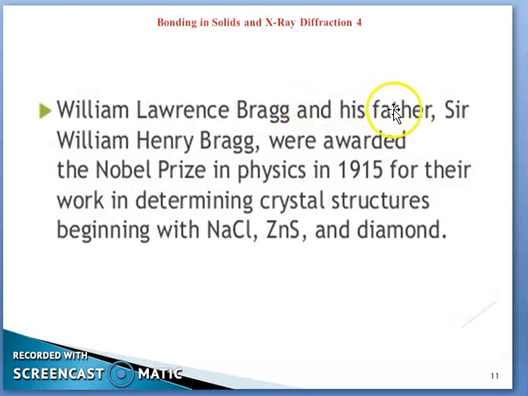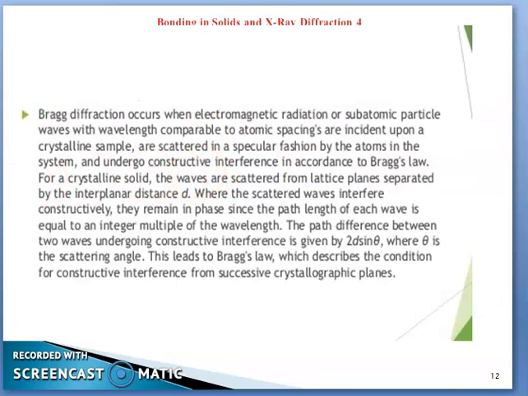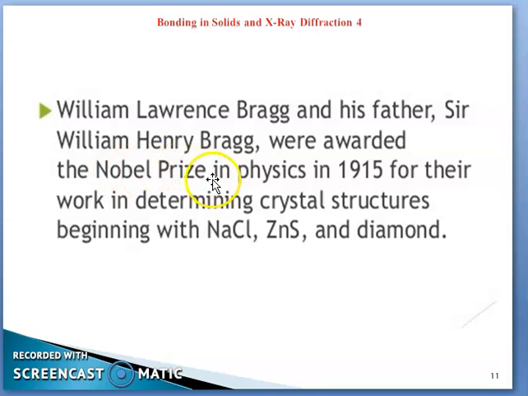William Lawrence Bragg and his father Sir William Henry Bragg were awarded the Nobel Prize in physics in 1915 for their work in determining crystal structures, beginning with sodium chloride and zinc sulfide as well as diamond.